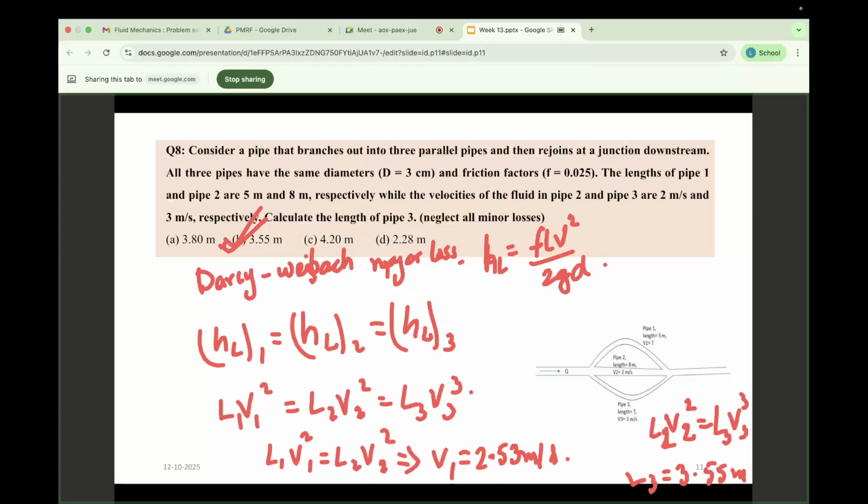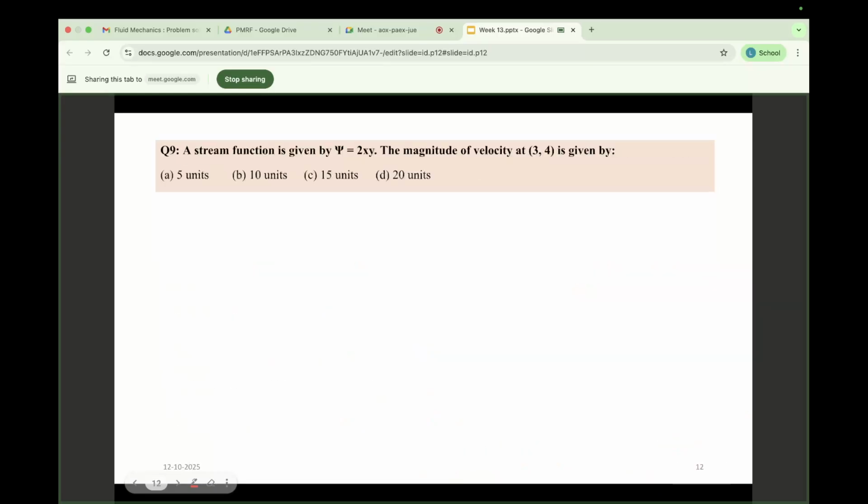Okay, so that is the thing. So now I'm moving to the next, stream function. This is another important concept, stream function. Similar question will definitely be important from your exam point of view.